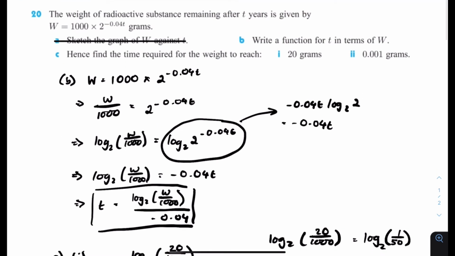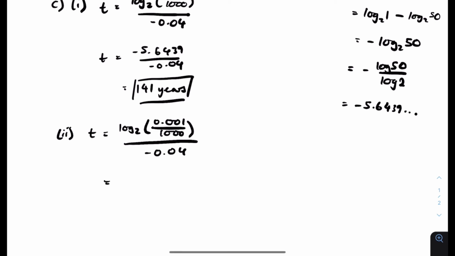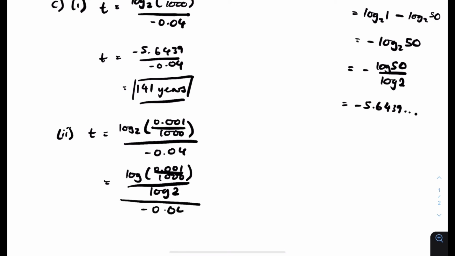Now let's just look at part 2. Hence, find the time required for the weight to reach 0.001 grams. So let's just substitute our value of W as 0.001 into our equation. So T is equal to log base 2 of 0.001 over 1,000 divided by negative 0.04. And using the change of base rule, we know log base 2 of 0.001 over 1,000 is just log of 0.001 over 1,000 divided by log 2, all over negative 0.04.